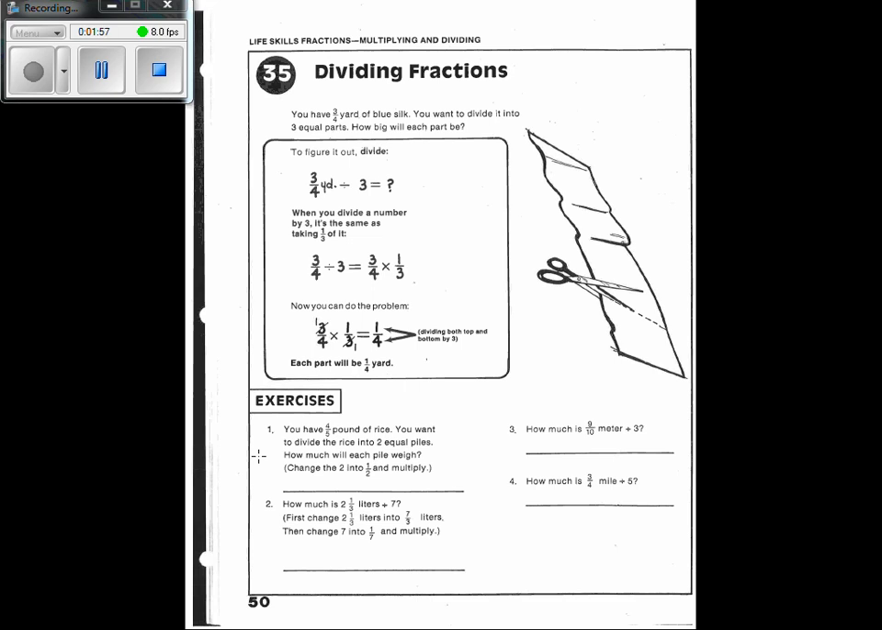Number 2. How much is 2 1/3 liters divided by 7? First, change 2 1/3 liters into 7/3 liters, then change the 7 into 1/7 and multiply. Because remember, we can't multiply mixed fractions.